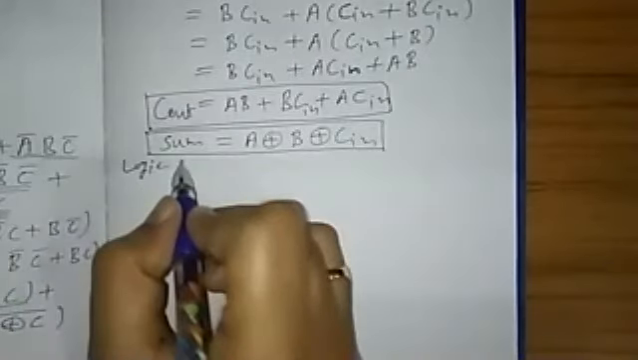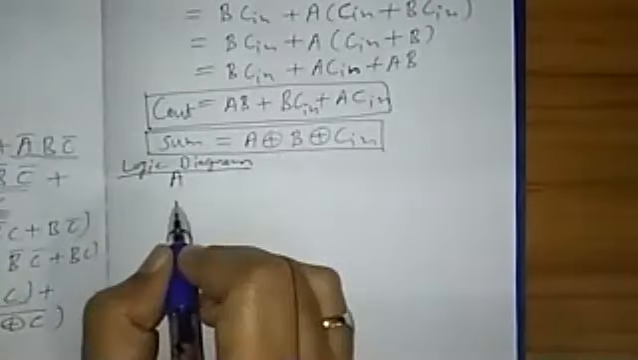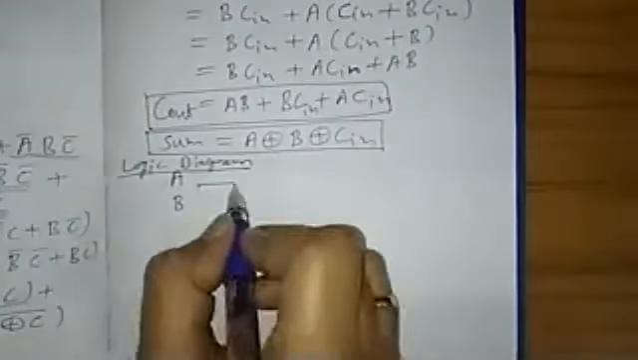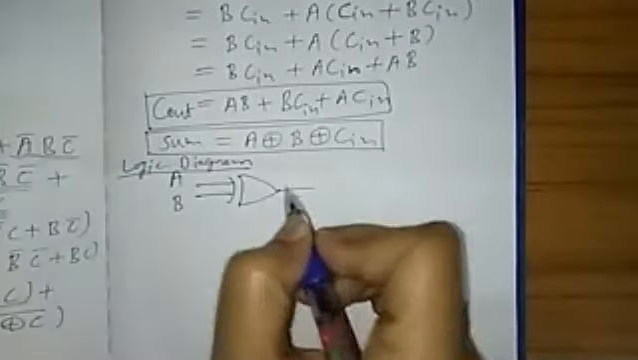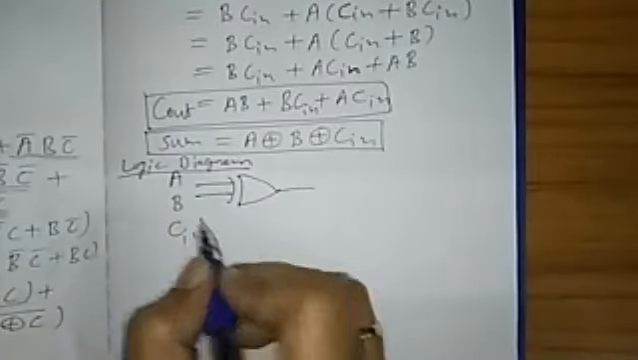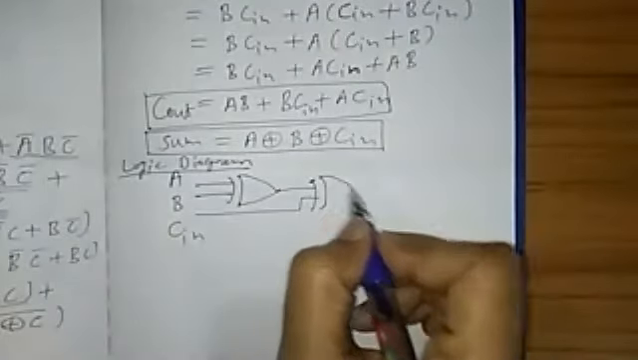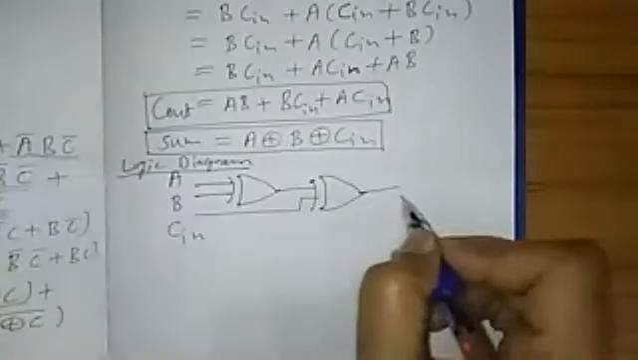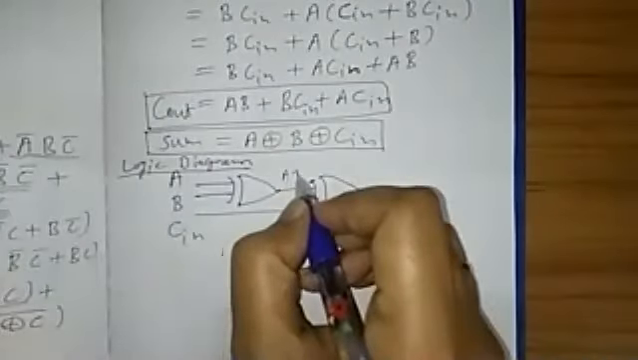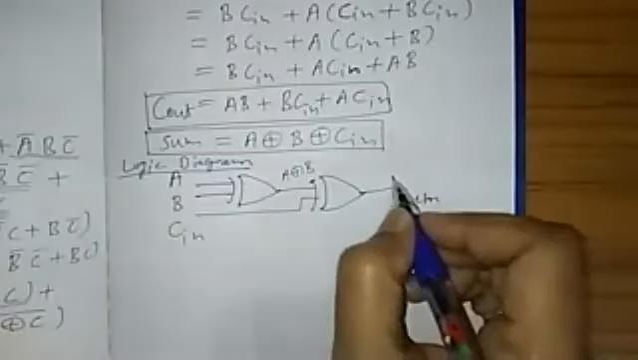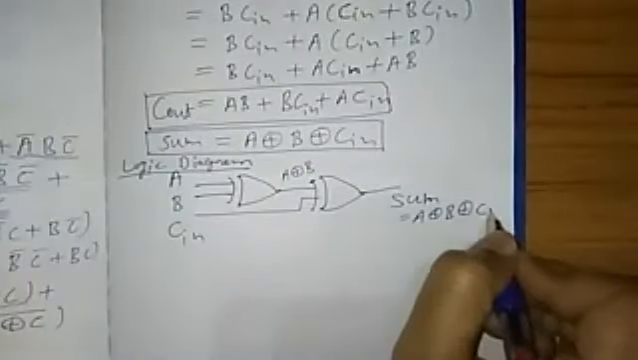Logic diagram. A, B, XOR gate, and then Cin will be one more XOR gate. This is sum. This is A XOR B. Here it will be A XOR B XOR Cin.